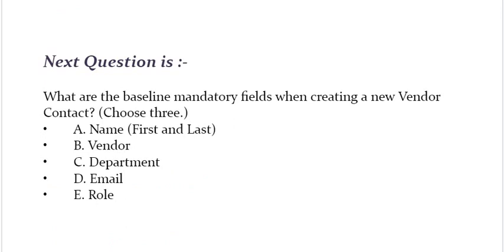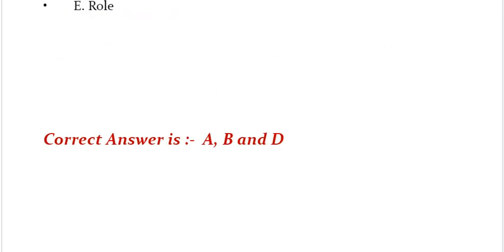Next question is, what are the baseline mandatory fields when creating a new vendor contact? Choose three options. Option A, name first and last. Option B, vendor. Option C, department. Option D, email. Option E, role. Correct answer is option A, B, and option D.